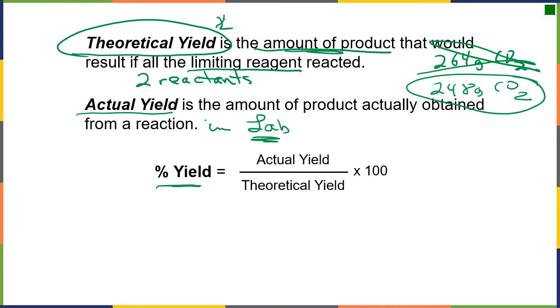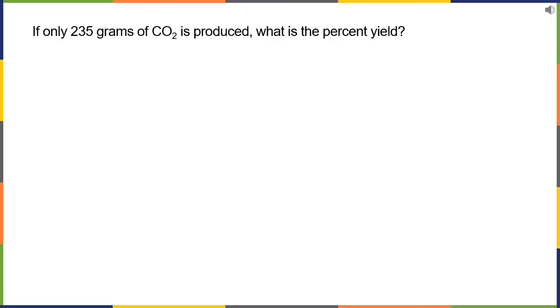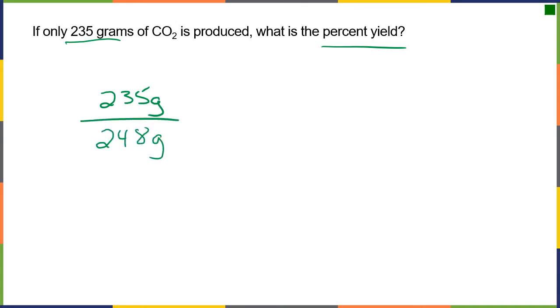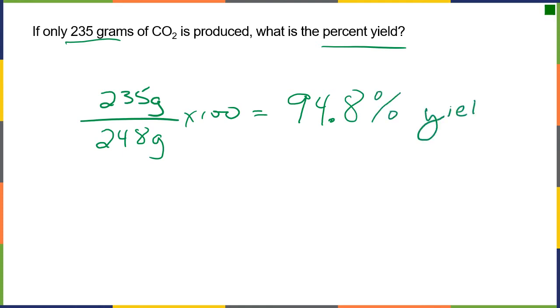Our percent yield, by definition, is actual over theoretical times 100. So let's calculate a percent yield. If in this reaction we only make 235 grams of CO2, what is the percent yield? Well, it would be 235 grams actual divided by the theoretical, 248 grams. Again, remember that's the smaller amount, multiplied by 100, giving us a total of 94.8% yield.